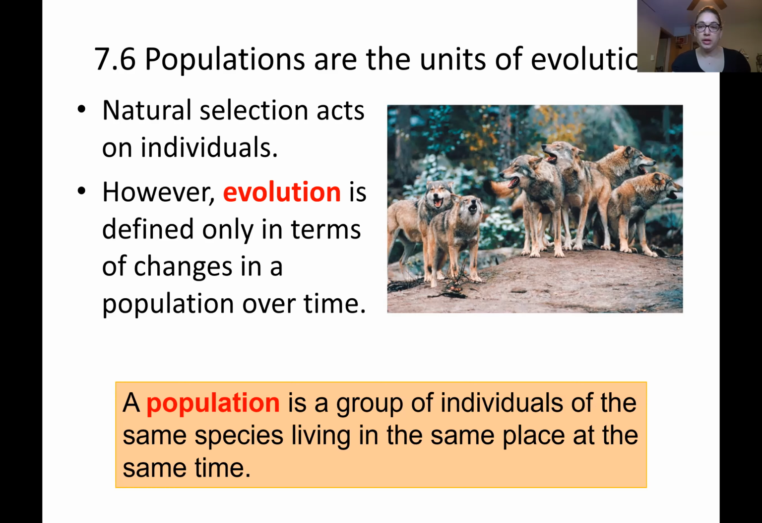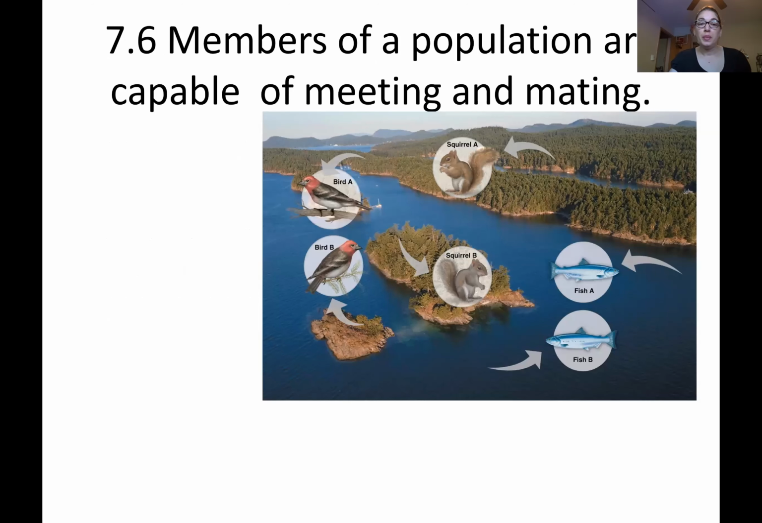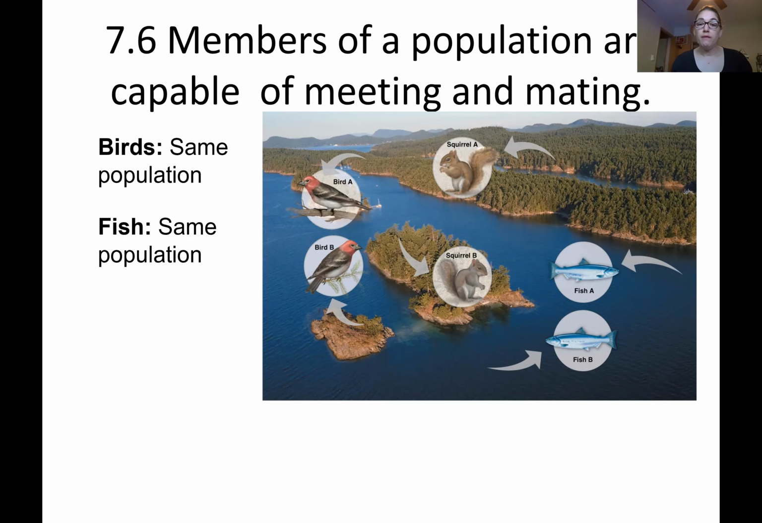So, as a definition, a population is a group of individuals of the same species living in the same place at the same time. Members of a population are capable of meeting and mating. So, in this example, birds, although one lives on an island, another lives on a different island, we would consider them the same population because they have the capacity to meet and breed. Fish, same story. If there are different parts of the same ocean, not too far away, they're still able to meet and interbreed. That would still be considered a population. Whereas squirrels in this example, they are terrestrial, they don't swim, at least not very much, and we would say that these squirrels that are separated and living on different islands are different populations because they cannot meet and interbreed.